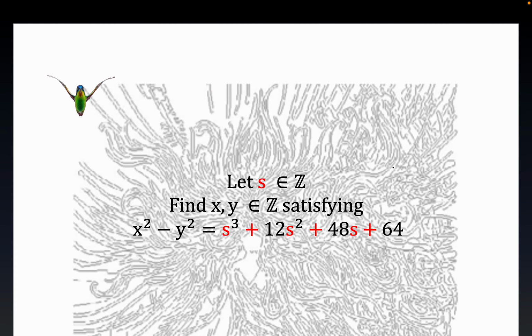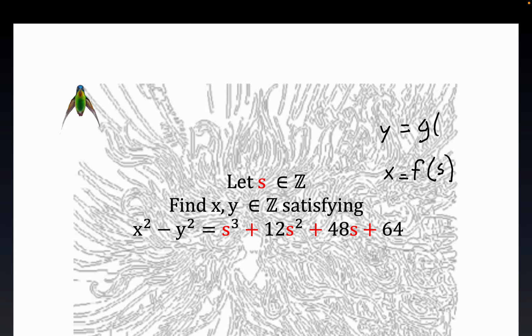We're seeking integers x and y, and it should be clear from the context that x is going to be an integer, but it's not going to be just a number. It's going to be some function of this variable s. Again, we have a polynomial in s on the right-hand side, and then the difference of two squares on the left-hand side. And also y has to be some function of s. I'll call it g of s if you want this time.